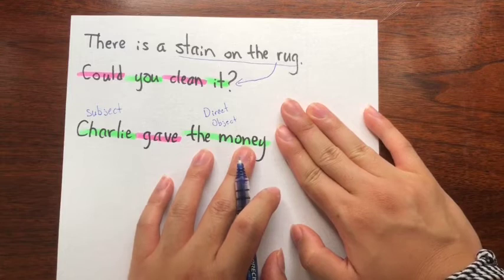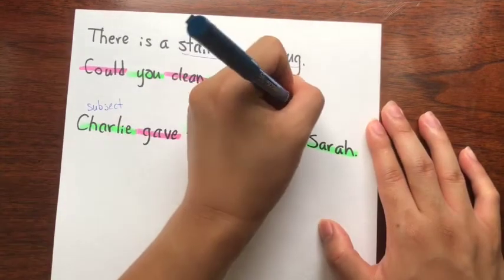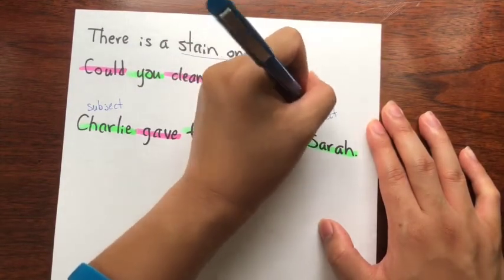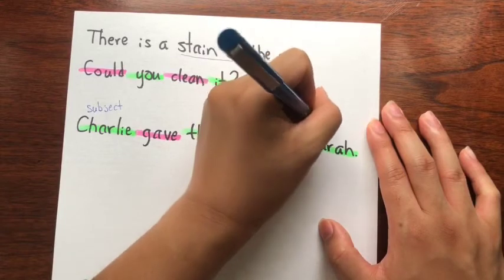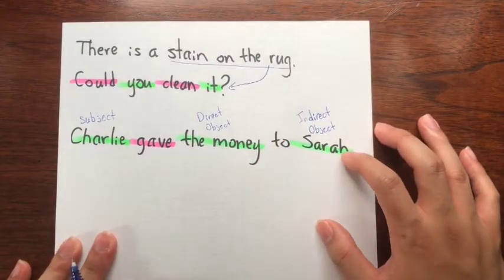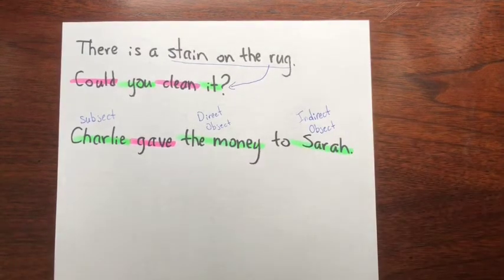Okay, Charlie gave money for who? To who? To Sarah. Sarah is the indirect object because Sarah answers the who question. Charlie gave the money to Sarah.